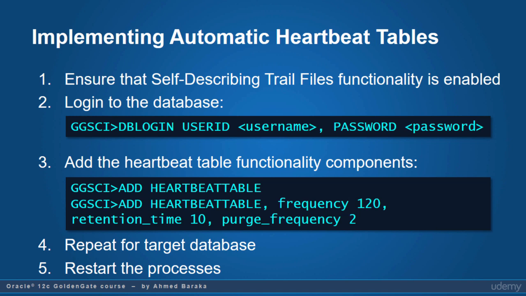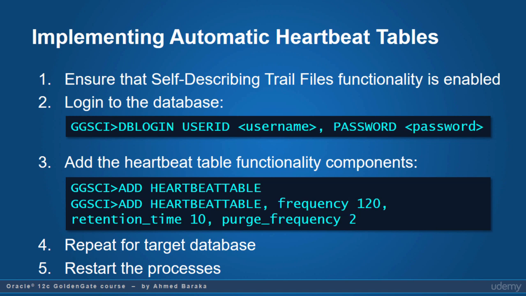You can set the configuration of the functionality in the same command that you used to create it. As you can see in the example in the slide, you can control the frequency in which the heartbeat table is updated in seconds, the retention time after which the data would be deleted from the history table, and the purge frequency, which specifies how often the purge scheduler is run to delete table entries that are older than the retention time from the heartbeat history table.